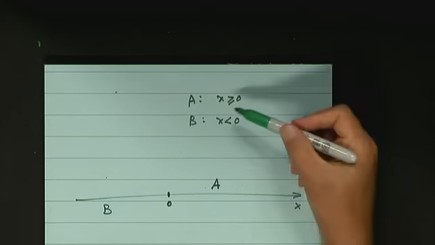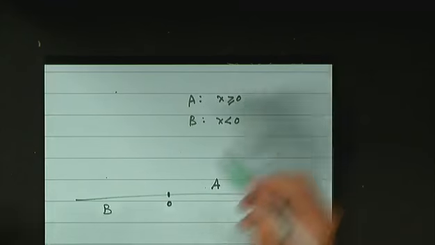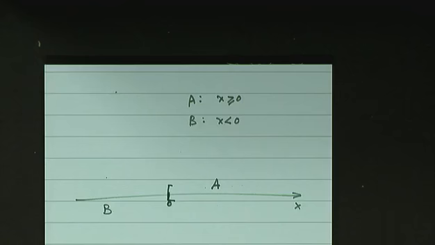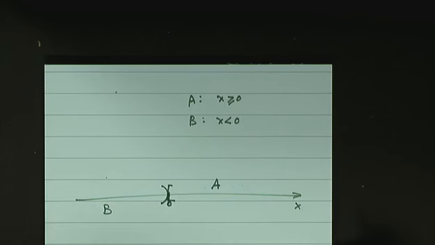In this case, we follow the inequality: it's greater than or equal to 0, so this point belongs to A, and B does not include this point. Usually we try to draw something to indicate whether the boundary is inclusive or not inclusive. Then you can have some other things.